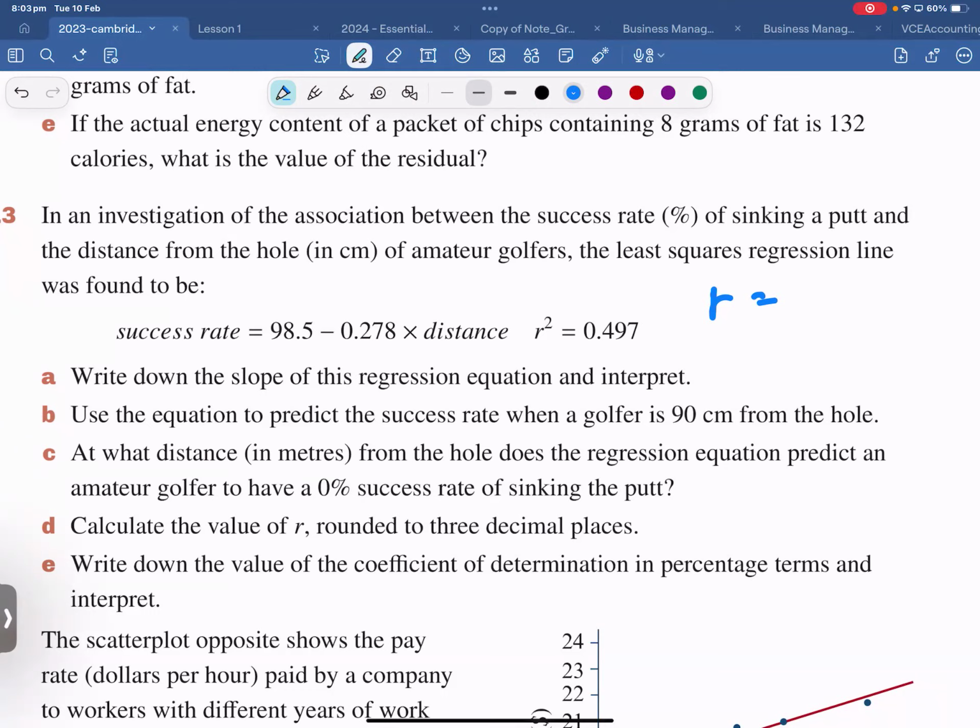Part E. Write down the value of the coefficient of determination in percentage terms. So what do you do? Now we have the coefficient of determination, which is? No, that is R, 0.7. So this one is the coefficient of determination. As a percentage, times by 100. So what is it? 49.7%. And then you have to interpret.